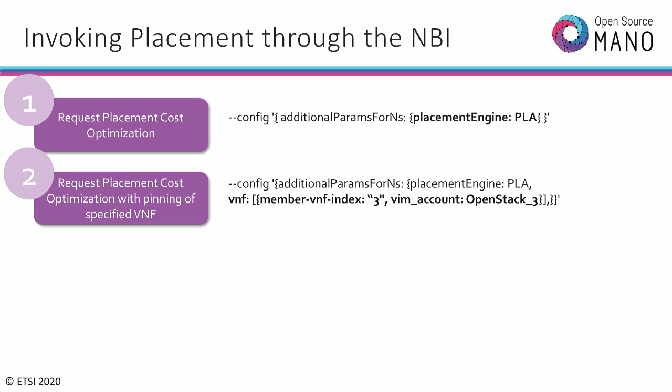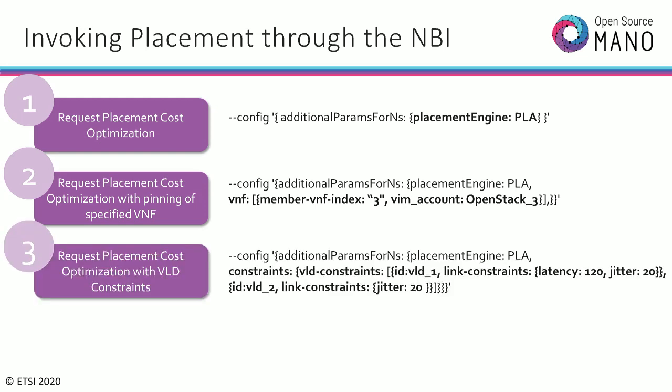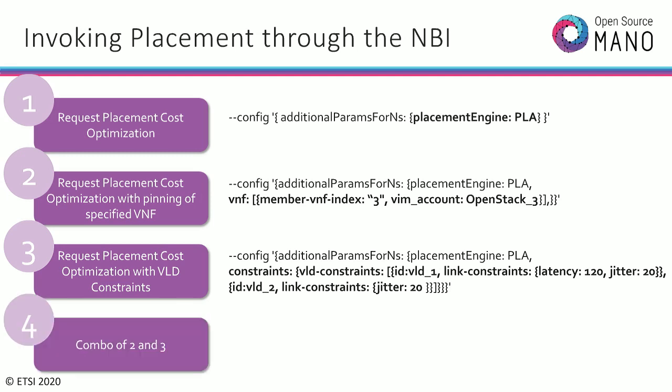Whilst the other VNFs could be placed optimally, or we could say that we want to have a placement where we give certain link constraints like latency and jitter on particular links, and of course we can combine 2 and 3. So we want to pin and we want to have latency constraints or something like that. So these are 4 different ways by which we can invoke this.